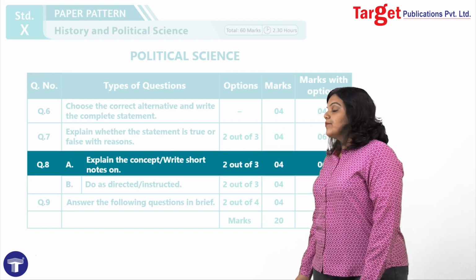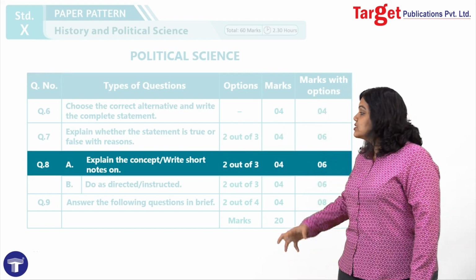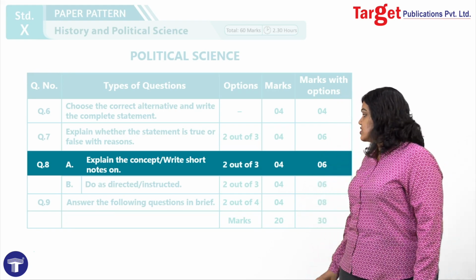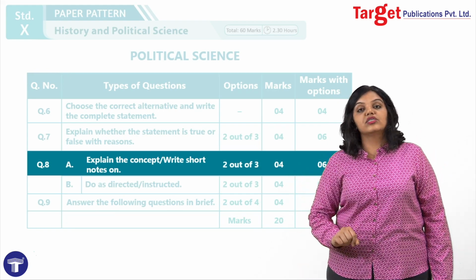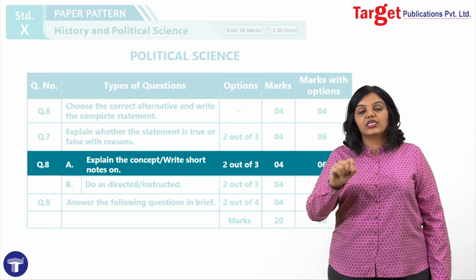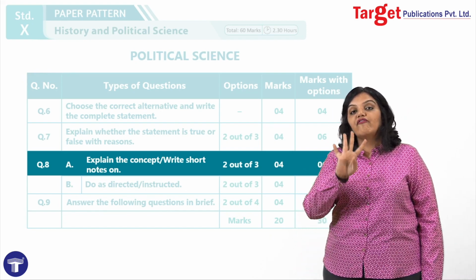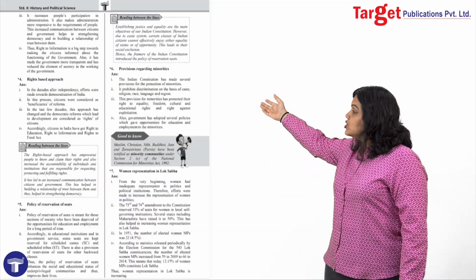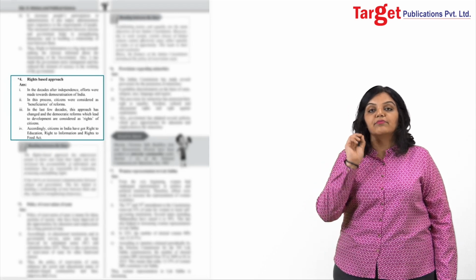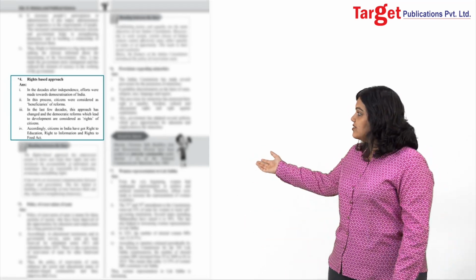Question 8a. Question 8a deals with explaining the concept, which is also what we call writing short notes. This again is a question where you will get 3 questions, out of which you attempt only 2. Each is of 2 marks, so this is a total 4-mark question, which is obviously covered in your Target Publications history and political science notes for standard 10.